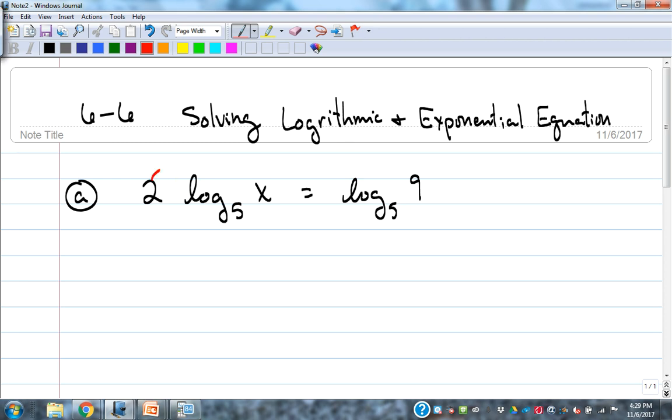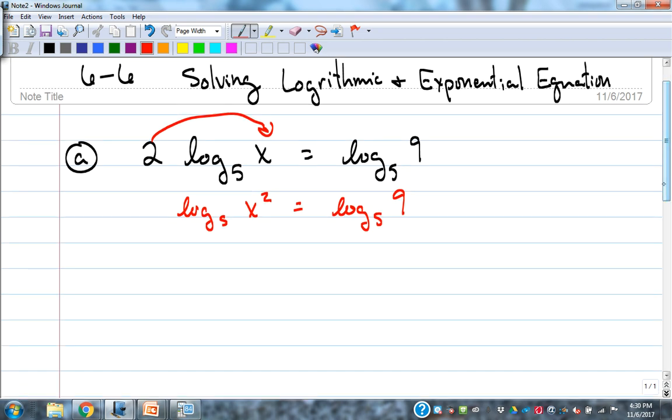Yeah, it becomes x squared. So it's log base 5 of x squared equals log base 5 of 9. Now, here is the math that makes those logs disappear. To solve a logarithmic equation, you're going to do what's called exponentiate. And to exponentiate the right way, you look at the base of the log. The base of the log is 5. So you're going to exponentiate with a 5 as the base. So what you do is you say 5 raised to that power.